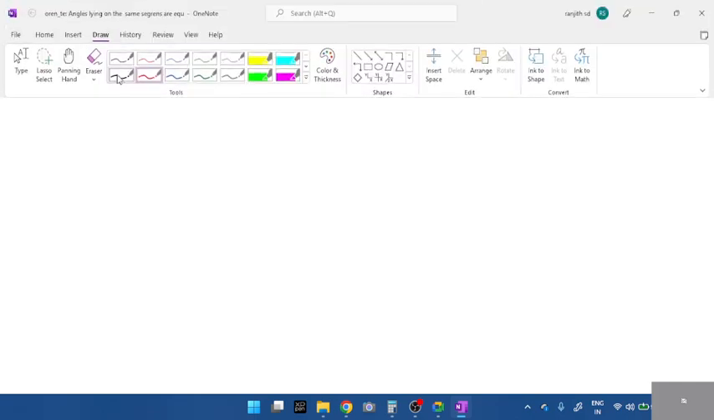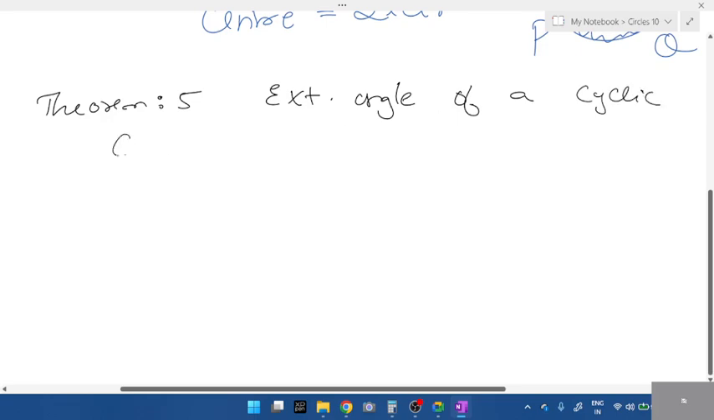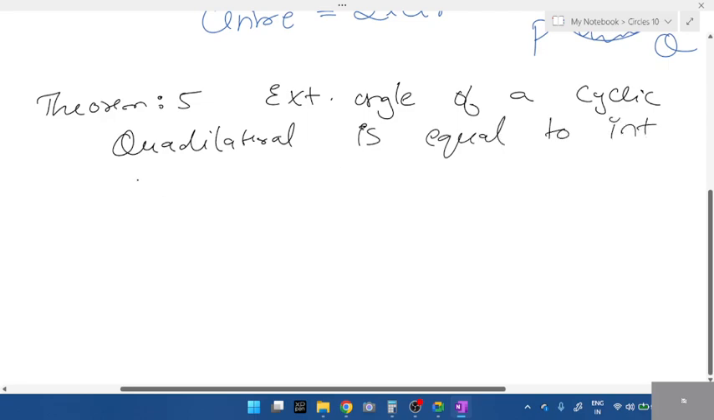Exterior angle. Take down the concept. Exterior angle of a cyclic quadrilateral. Take it as theorem 6. Exterior angle of a cyclic quadrilateral is equal to interior opposite angle.